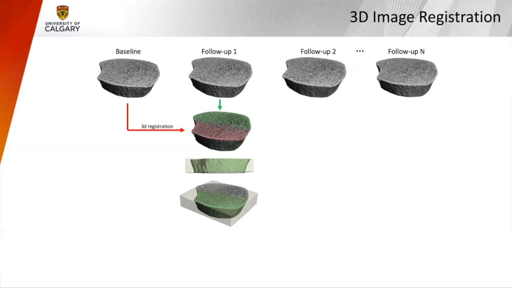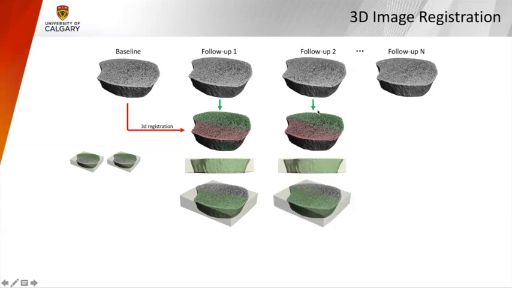So this works well. We have two, baseline and follow-up. We can identify the region, but of course we have more than one, and so we have another scan. We typically register the follow-up, the second follow-up, also to the baseline. And then we do the same process.